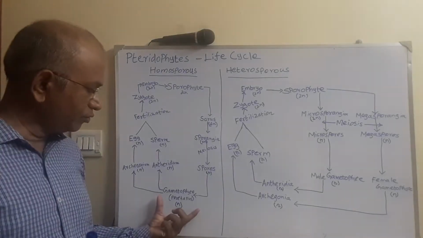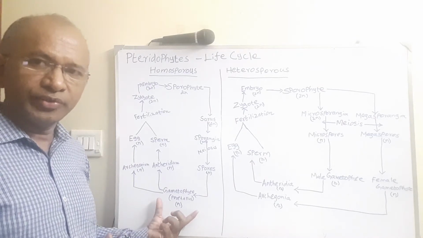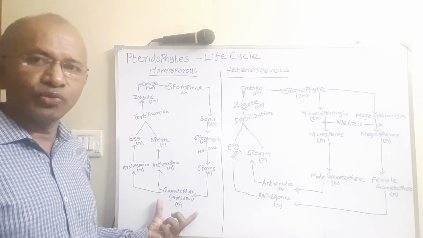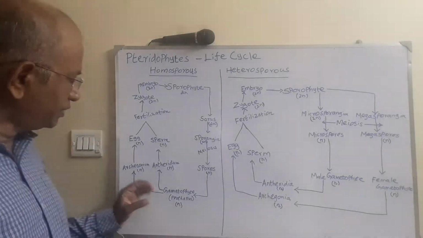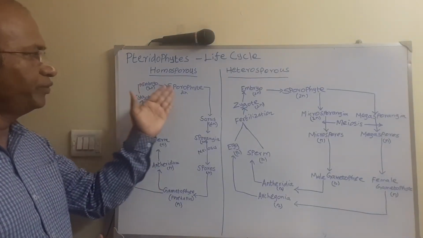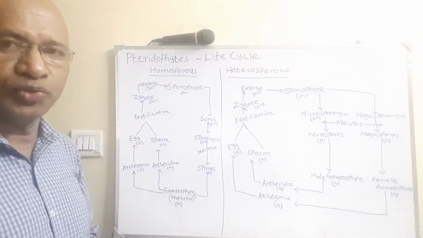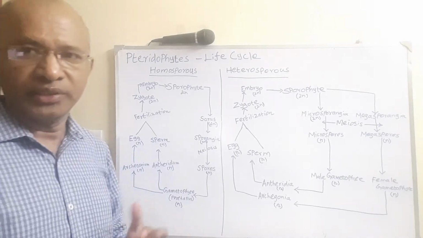Okay, so homosporous pteridophytes produce a monoecious gametophyte. Okay, so from this we get archegonium, antheridium, and then fertilization, zygote, embryo, then that develops into what, the sporophyte. This is the case of the homosporous life cycle.